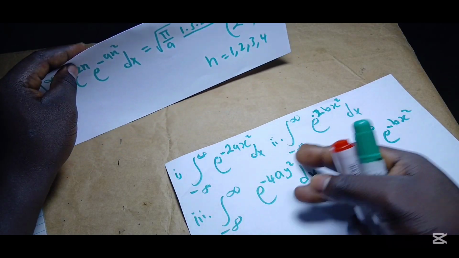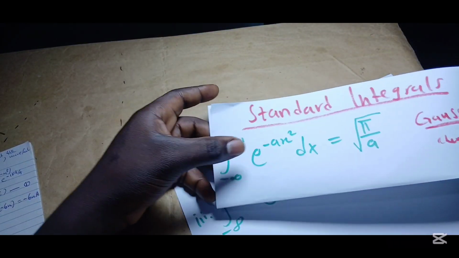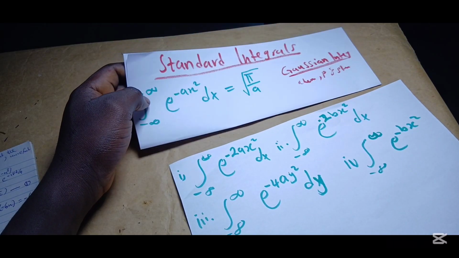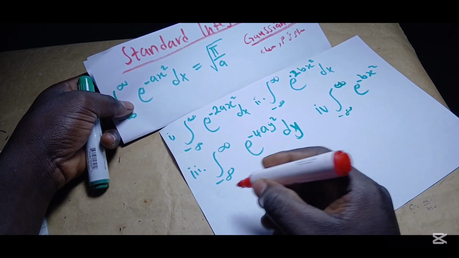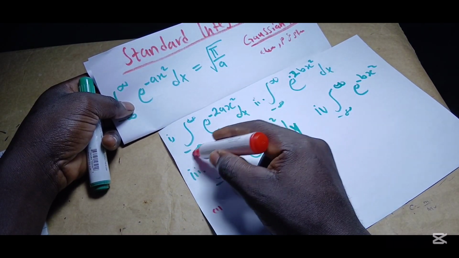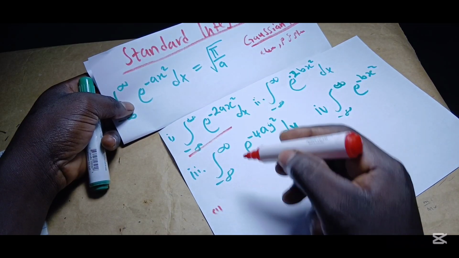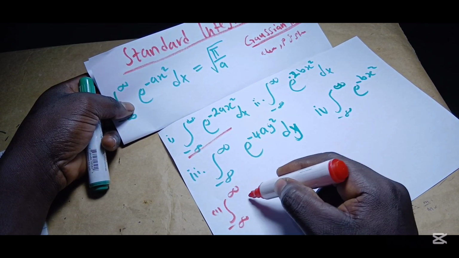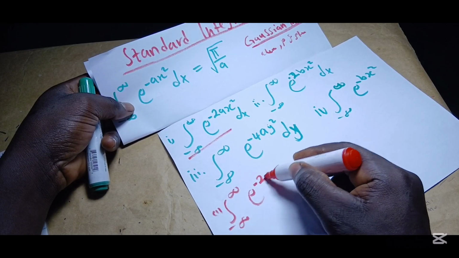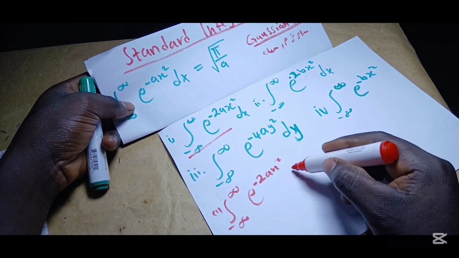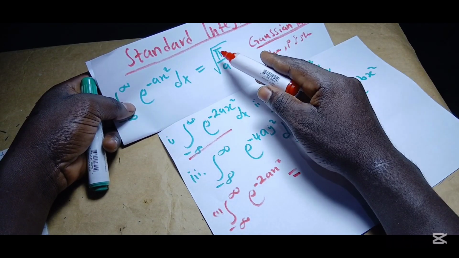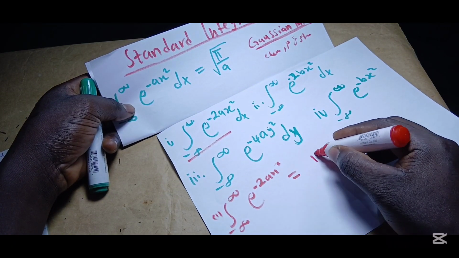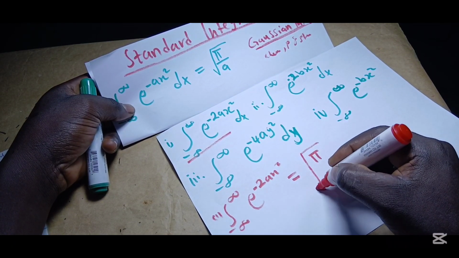And looking at all of these integrals, they are of this form. So we are going to use this to evaluate them. Number one, we have the integral from negative infinity to positive infinity of e to the power minus 2a x squared. It should be of the form square root of pi over a. In this case, square root of pi over a.